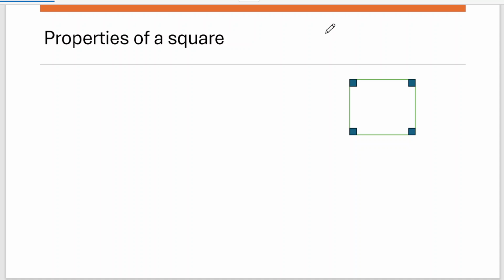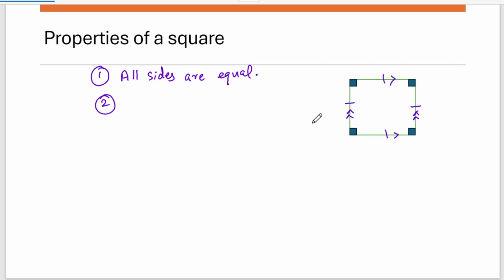Now, the first property of the square is that all its sides are equal. And another thing you can say is that opposite sides are parallel. Since it is a part of the parallelogram, we can say opposite sides are parallel.